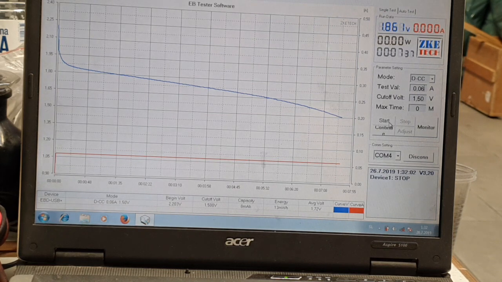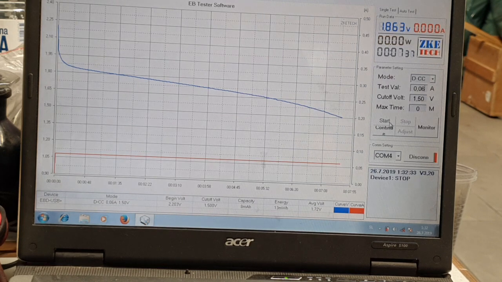So I also tested this one with our conductive ink, and yeah, on this one I get 13 milliwatt hours. The lead acid battery was 11 milliwatt hours, the run time was 6 minutes and 33 seconds, and this one has 7 minutes and 37 seconds.